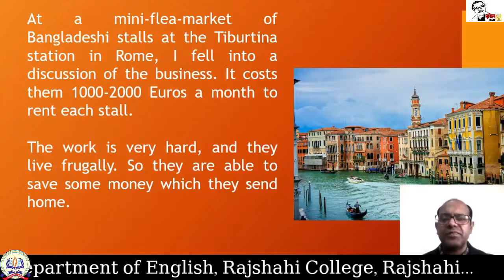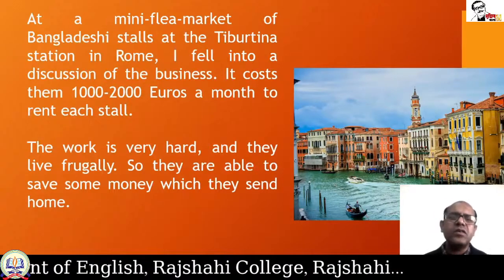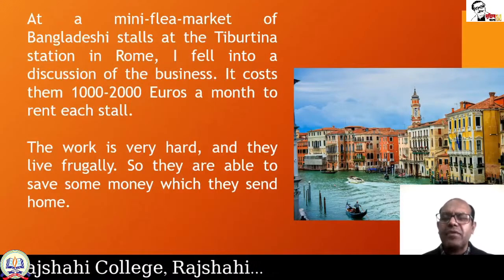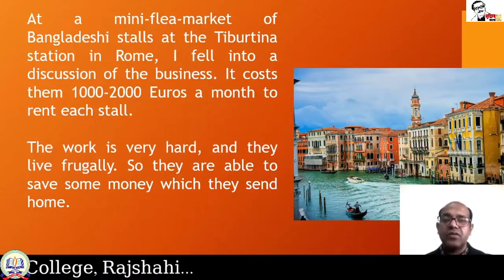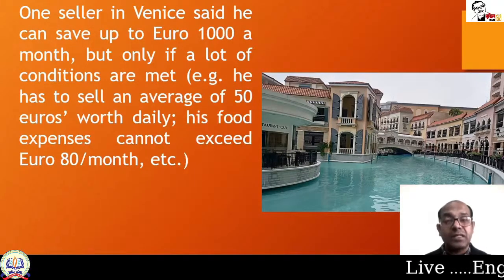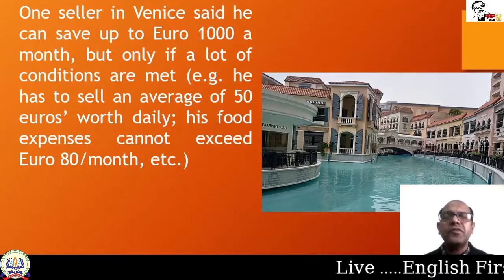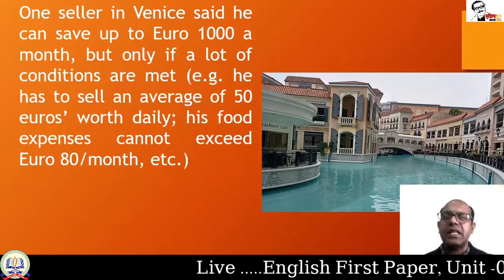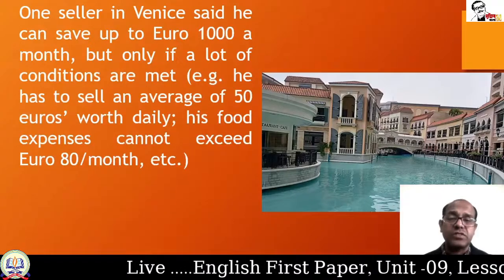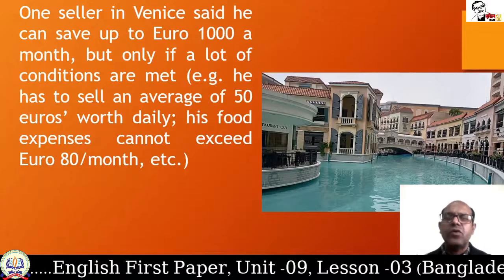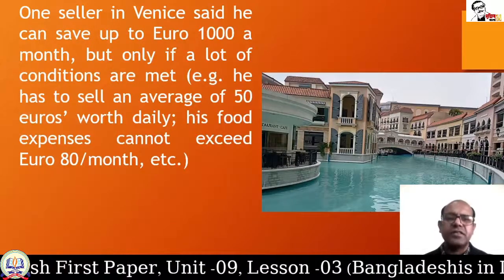What is frugally? What is the meaning of frugally? Frugally means economically. And they have to live very economically, and so they are able to save some money which they send home. One seller in Venice said he can save up to euro 1,000 a month, but only if a lot of conditions are met. That is, as for example, he has to sell an average of 50 euros worth daily, and his food expenses cannot exceed euro 80 per month, etc.